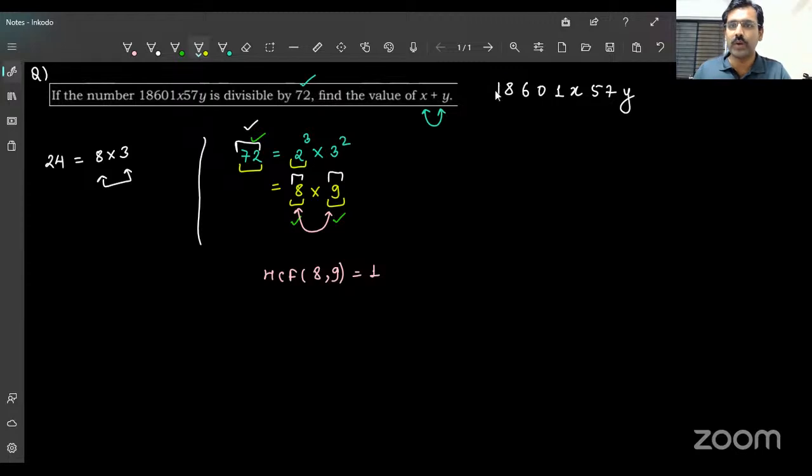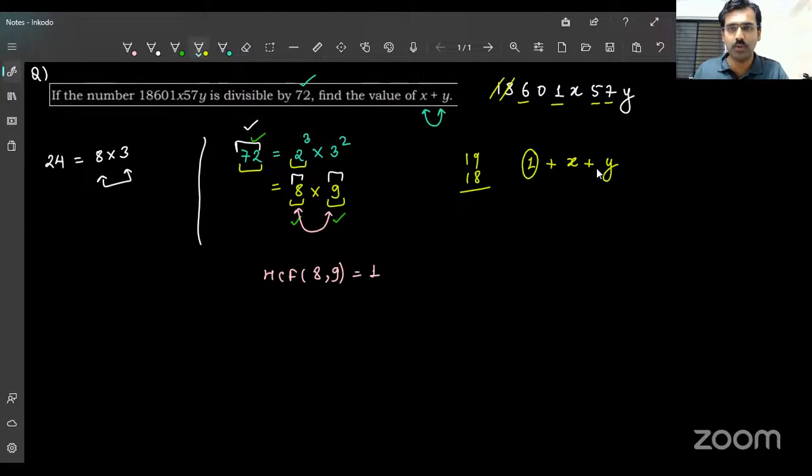Now, I know 8 plus 1 is 9, so I'll discard it. Then 6 plus 1, that is 7. 7 plus 7 is 14, and 14 plus 5 is 19. So 19, up till 18 is divisible by 9. So I'll be left with remainder 1. I hope you're getting it very clearly. So I'll be left with three things. One is the remainder, x and y.